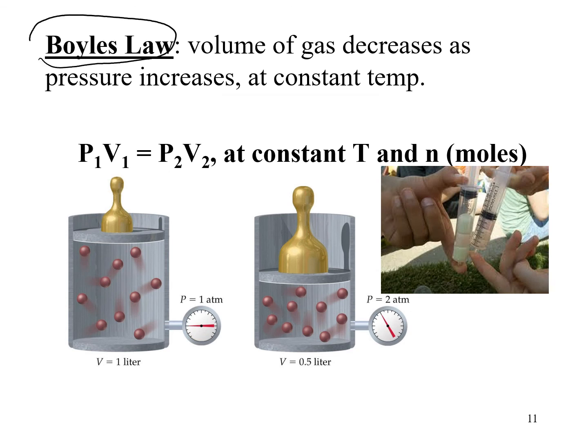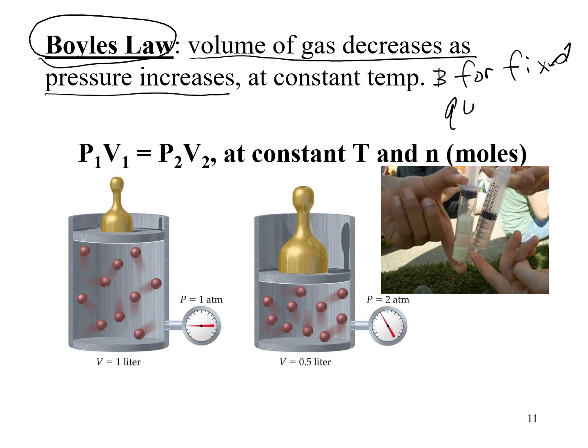Boyle's law was developed in the 17th century by Robert Boyle. Boyle's law states the volume of a gas decreases as pressure increases at a constant temperature and for a fixed quantity of gas. He developed this equation, P1V1 is equal to P2V2, and again this is at constant temperature, and n is our quantity in moles. So n is the abbreviation for moles.